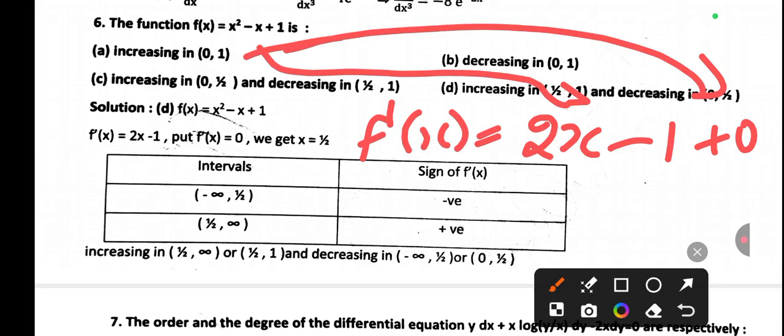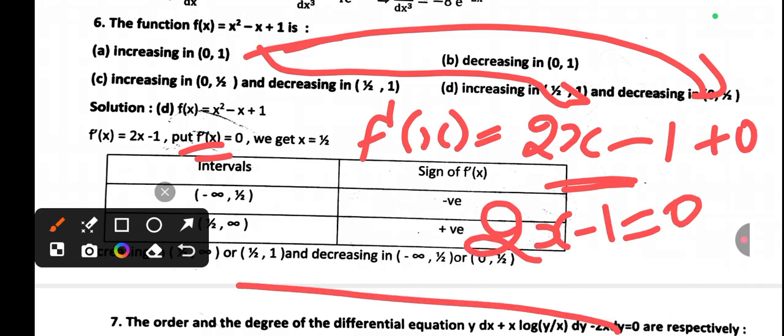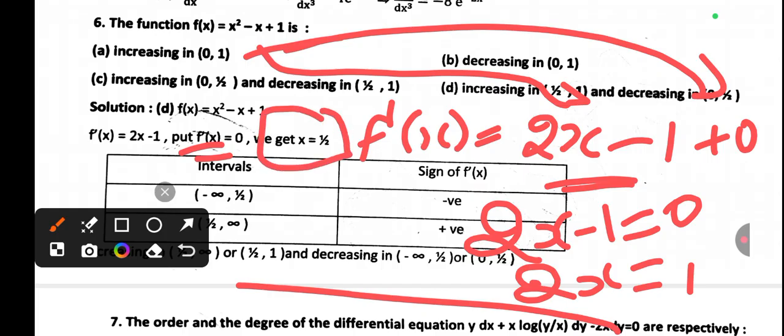This is how we are doing the sum. I am not literally teaching what the concept is; you should know what increasing and decreasing are. You have already known. I am just saying one time differentiation, f dash of x, is 2x minus 1. So you put f dash of x equal to 0. So 2x minus 1 equal to 0. Minus 1 goes to that side as plus 1, 2x equal to 1, x equal to 1 by 2.